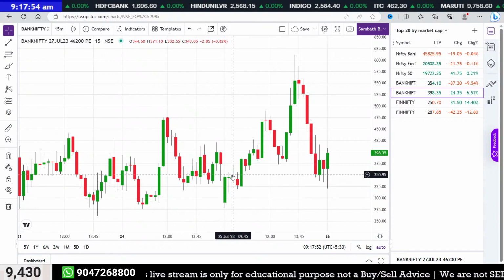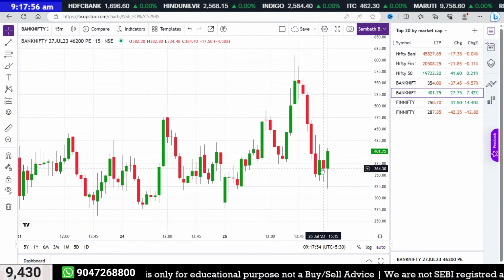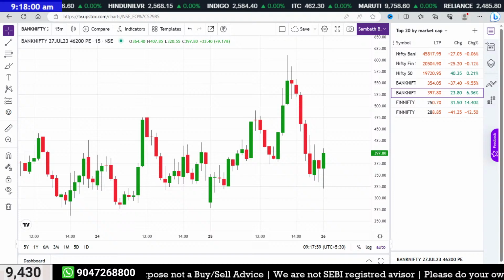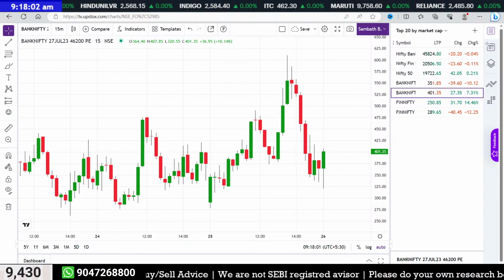It already started here and it was a huge move, and then returned back. So maybe try to find some reversal opportunity at the bottom. So maybe we are going to get some opportunities.